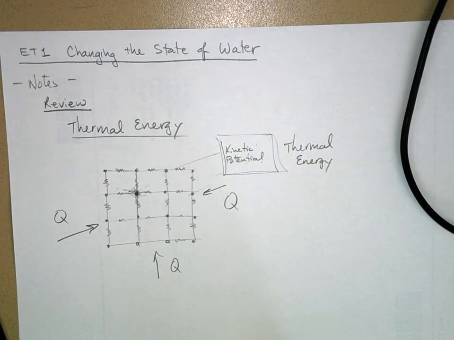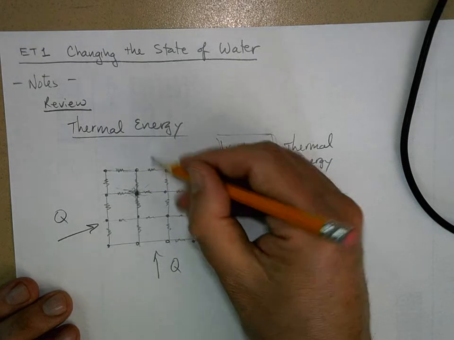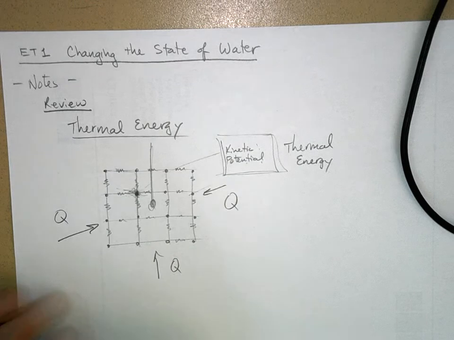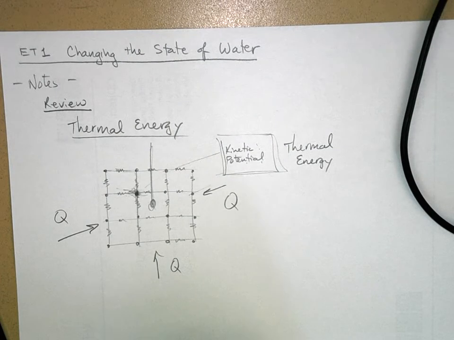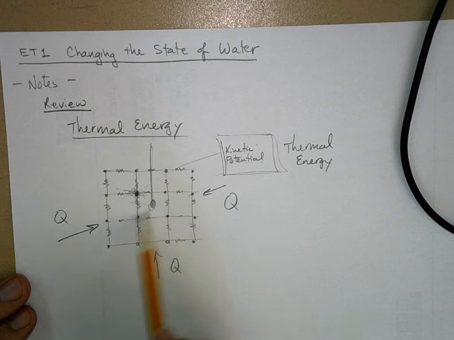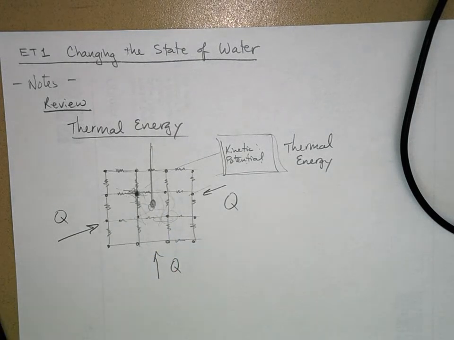Now, the way you usually experience thermal energy is by temperature. If we stick a thermometer in here, now this thermometer is not drawn to scale, okay? You stick a thermometer in, and the thermometer gives you an idea of how fast these things are vibrating. So temperature is not the same thing as thermal energy, but temperature gives you an idea of how much thermal energy is available in the material. It also depends on how much material.